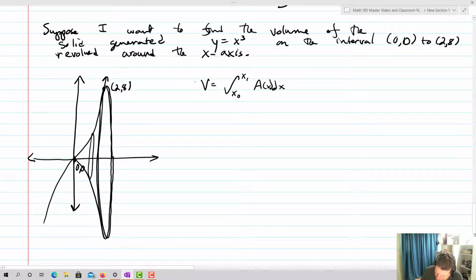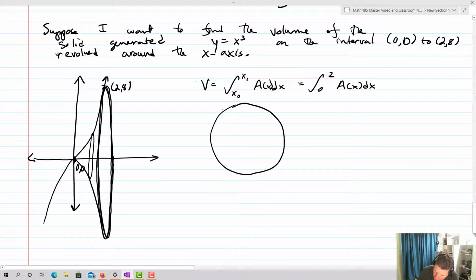Now, x0 to x1, we got our first value of x, this is going to be 0, and it'll go from 0 to 2, A(x) dx. The challenge for us is going to be figuring out what exactly that cross-section is and how I'm going to find its area. If I imagine what it looks like, we call this a disk. So my cross-section is going to look like a disk, a circular figure.